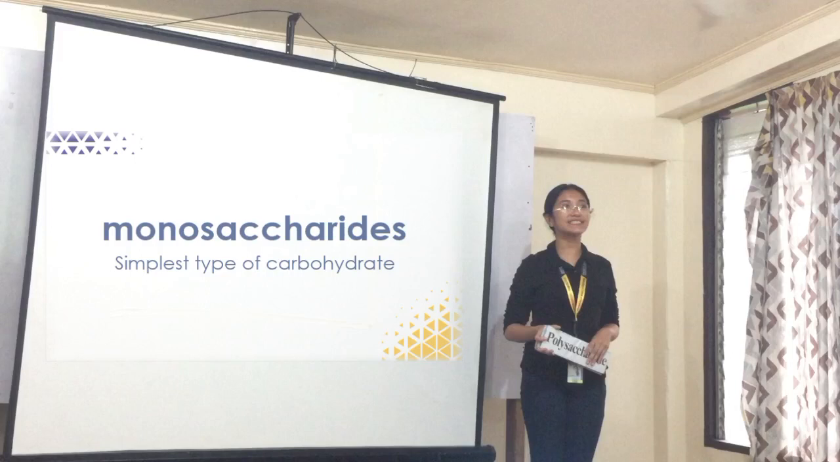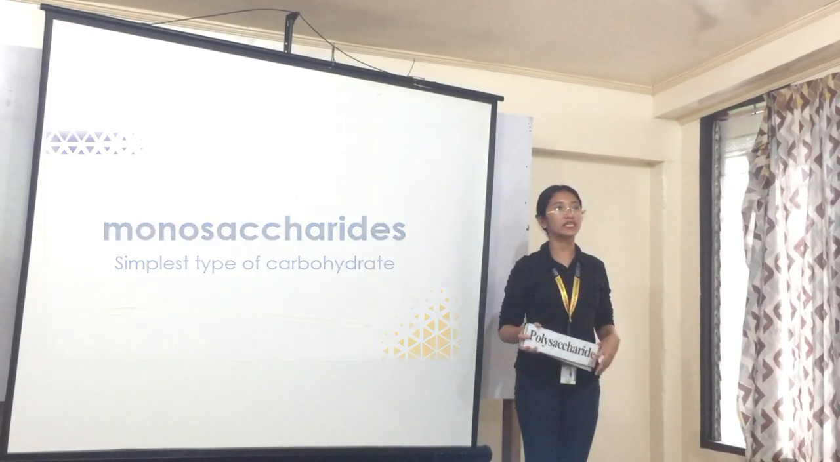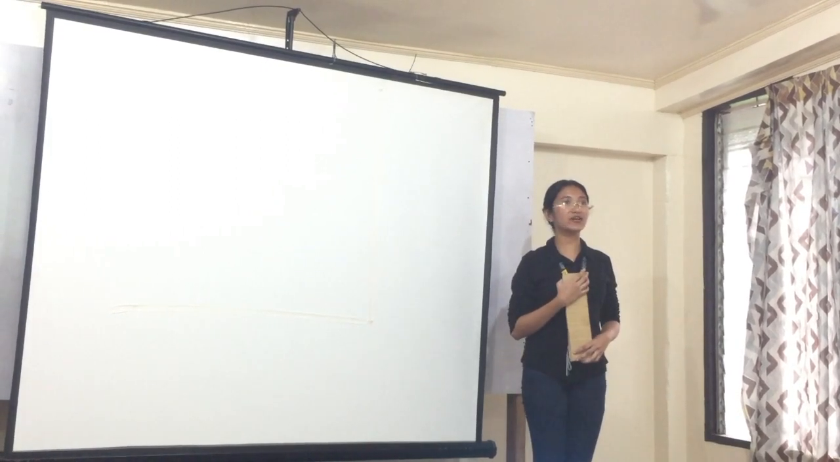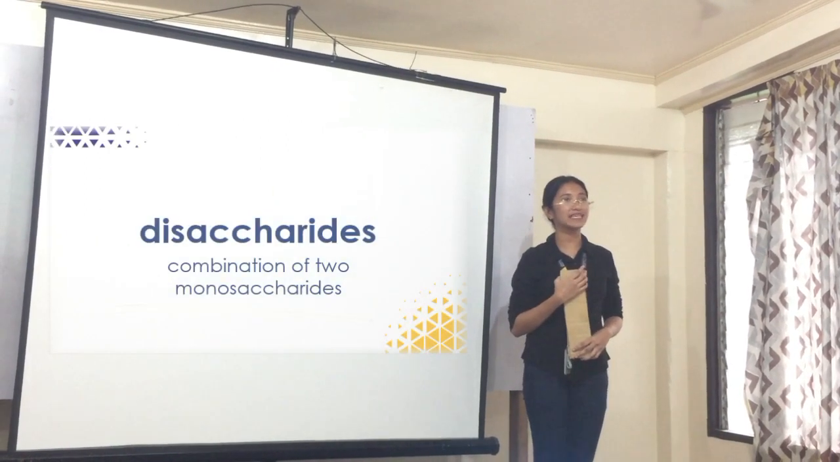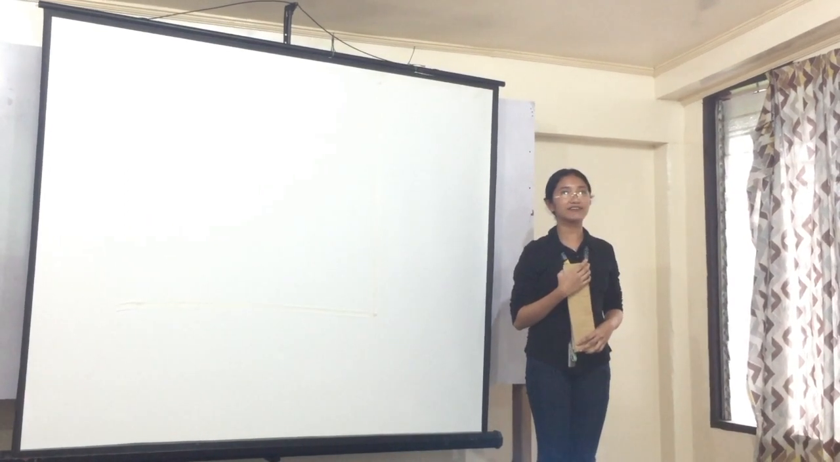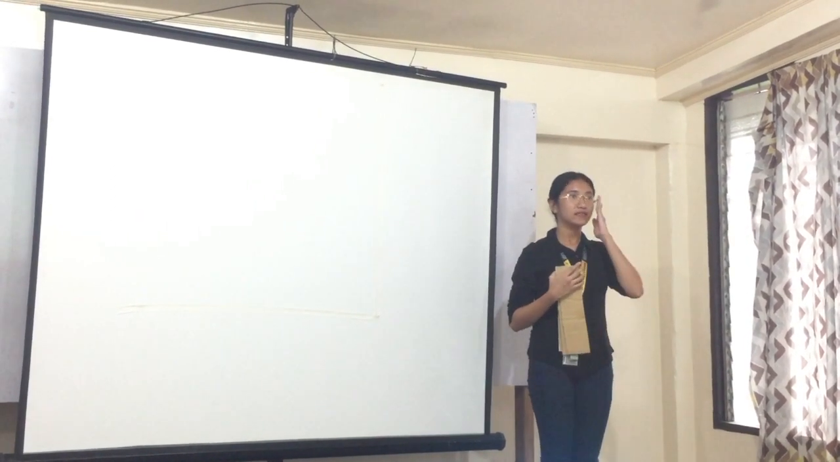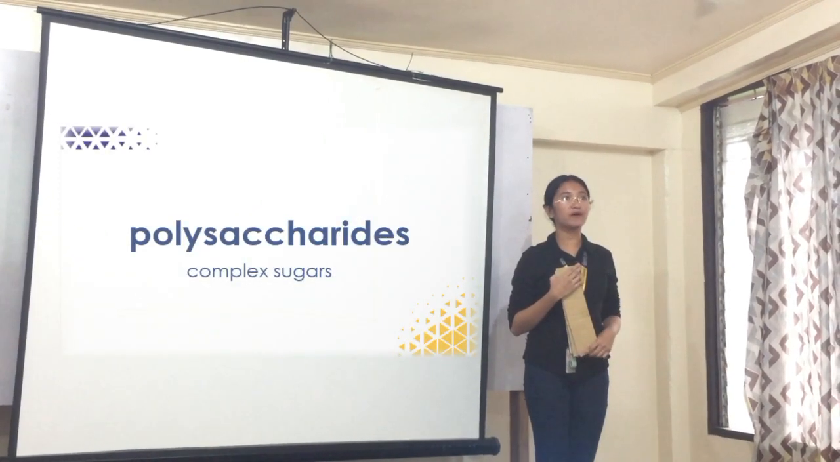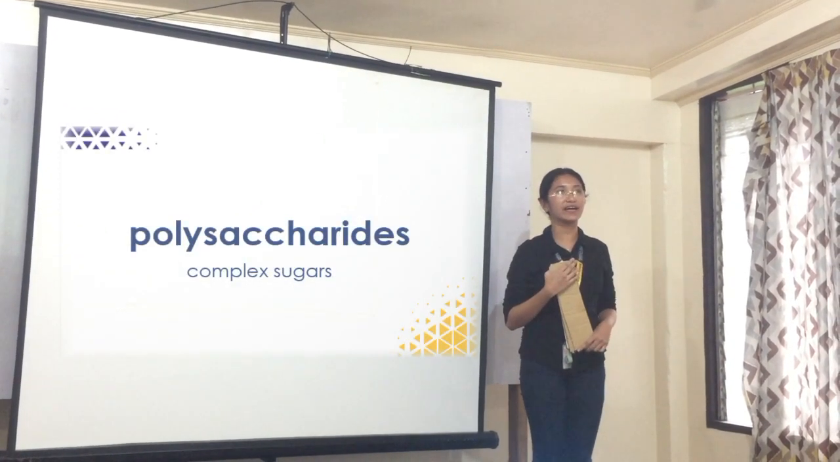Very good. It is the simplest type of carbohydrate. So when we say disaccharide, it means that... Yes, that's correct. It is a combination of two monosaccharides. Lastly, when we say polysaccharide, it means... Correct. It means that it is the complex sugar made up of multiple or many monosaccharides.